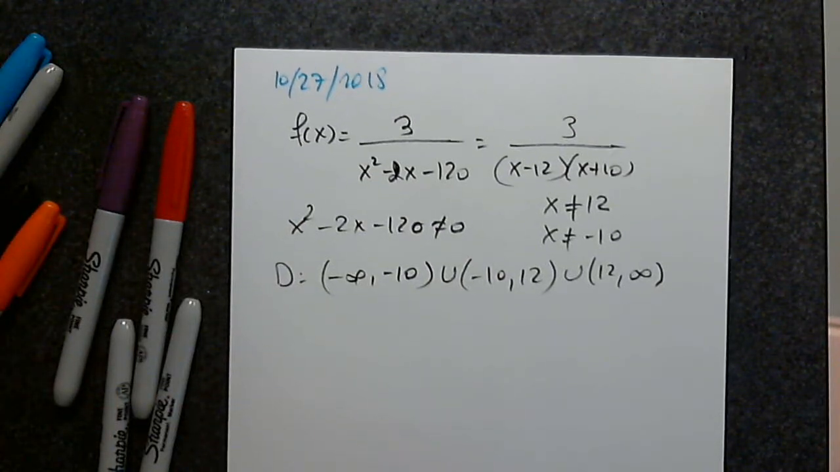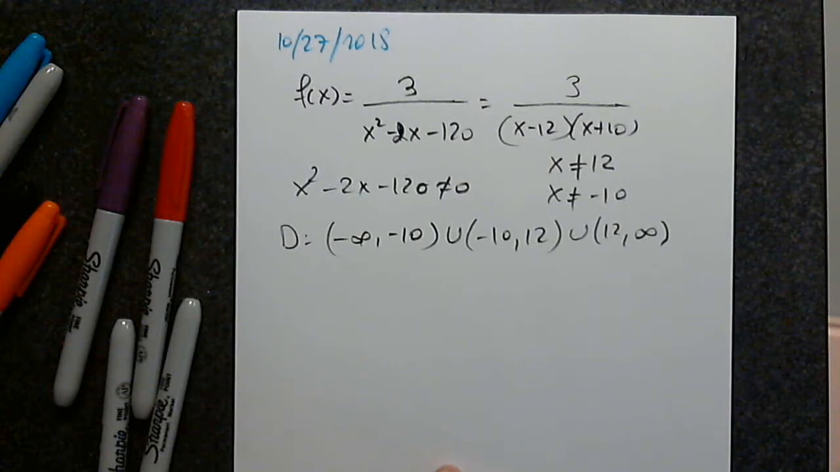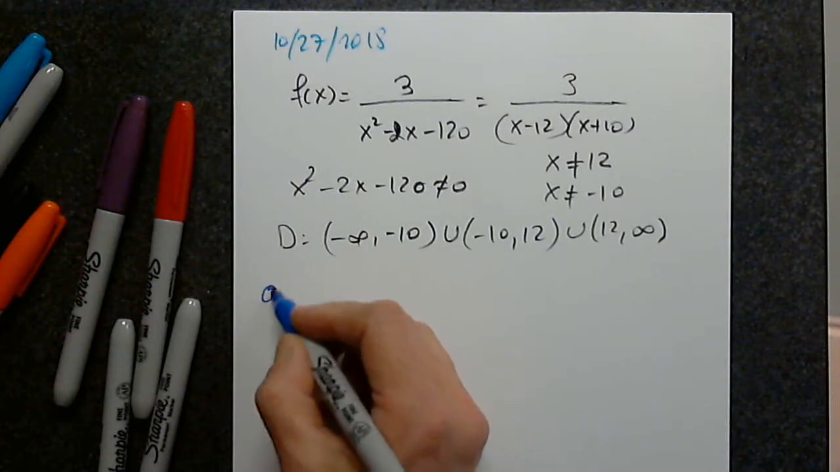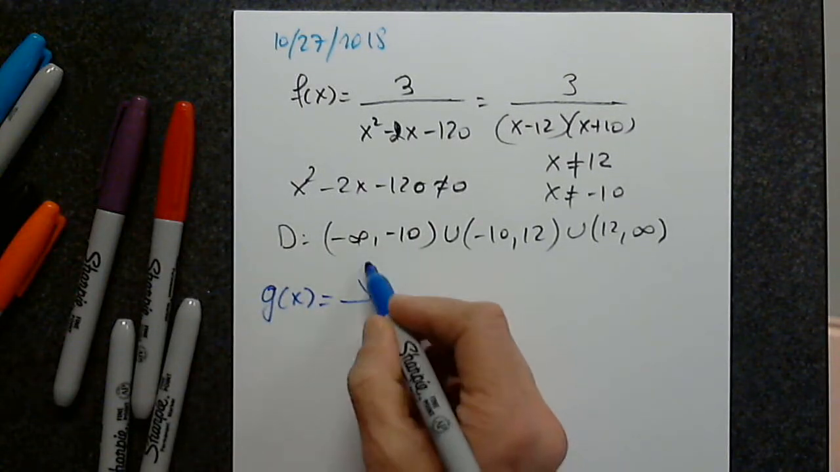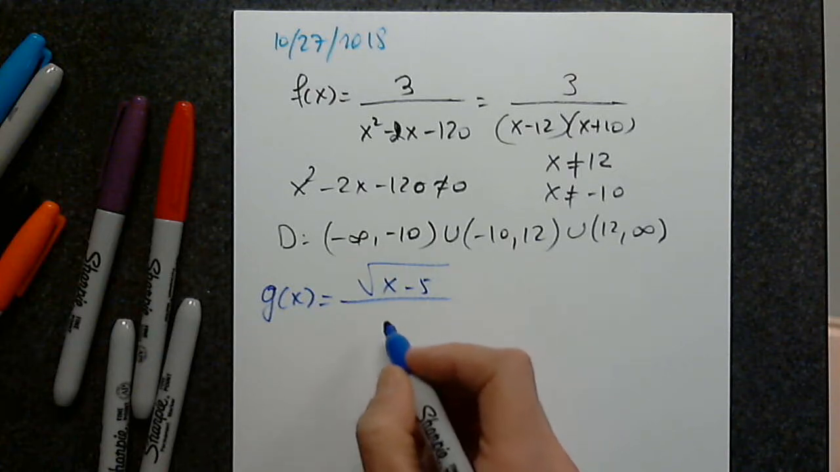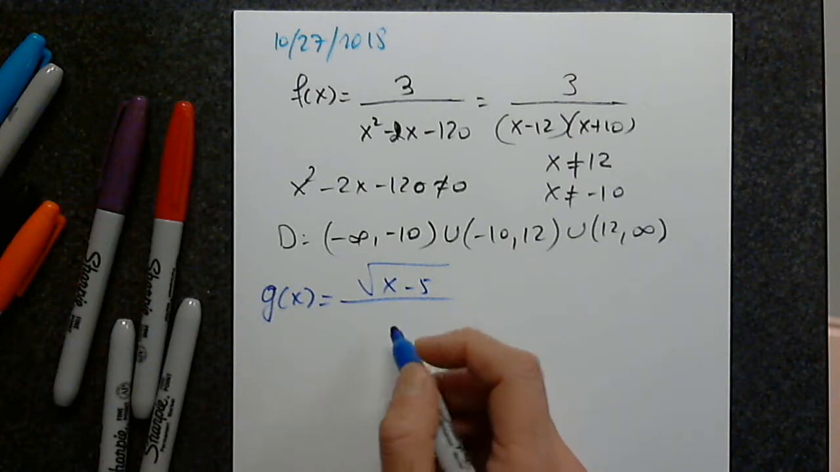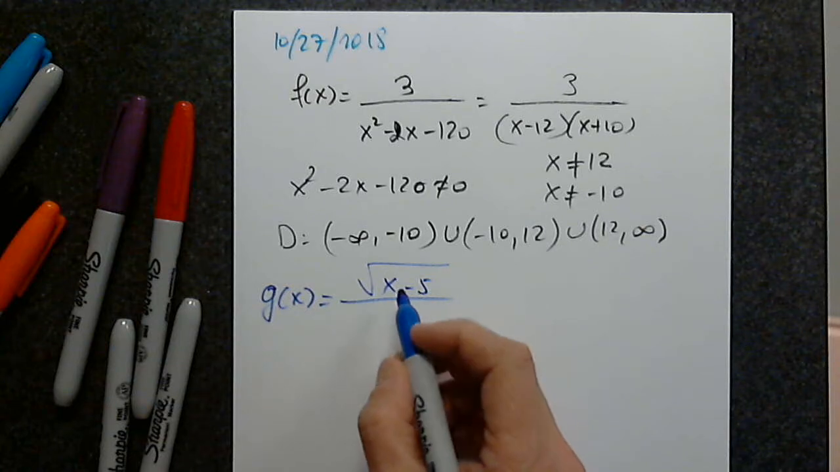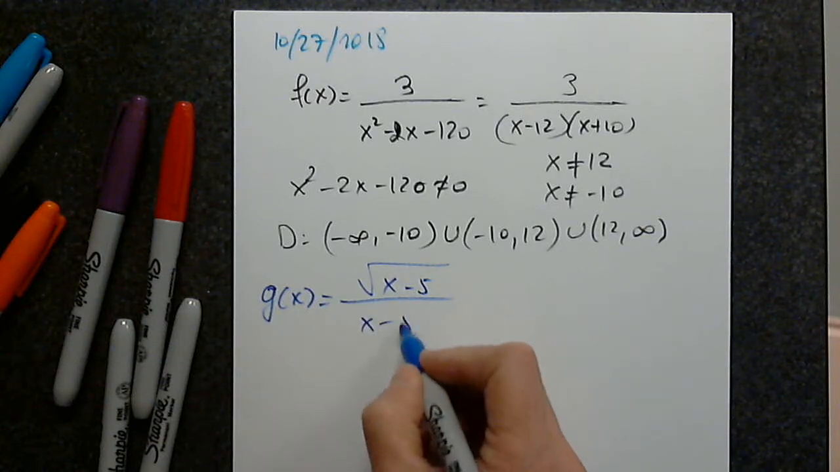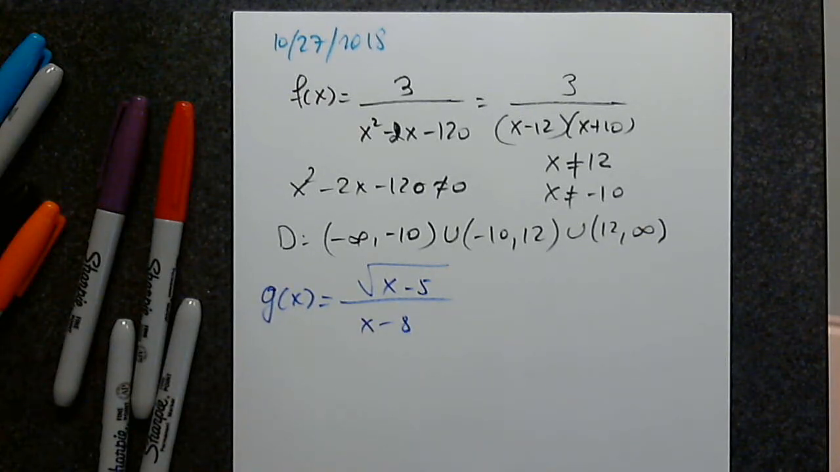Now the next function was g of x equals square root of x minus 5 over 8 over x minus 8. Good. So this function, we are working on a couple of function problems from the previous handout.